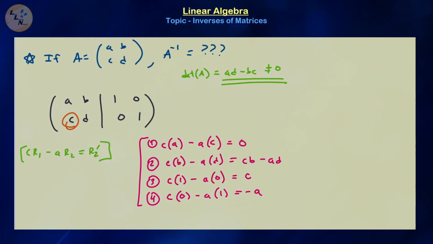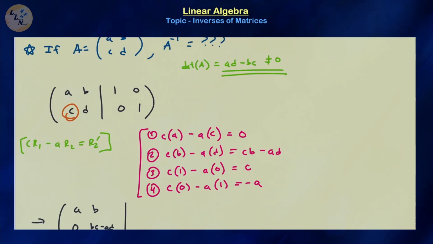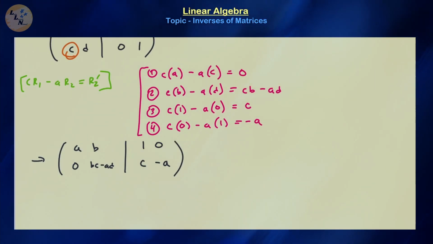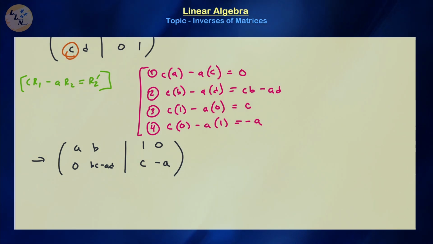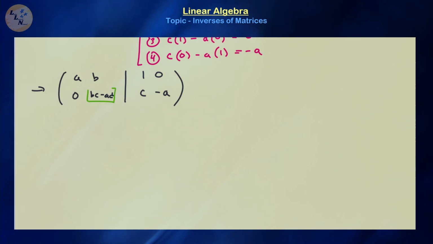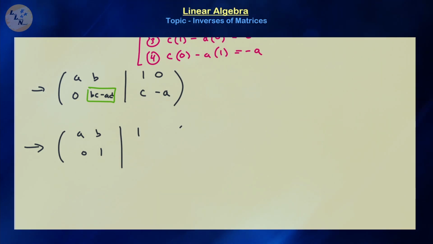So that's going to give us what? Let's actually write that out. It's going to give us A, B, 0, and then we're going to have BC minus AD augmented with, so our old first row is going to be 1, 0, and then we're going to have C, minus A. Okay, so that's the first step of Gauss-Jordan elimination. Now we're just going to divide everything by BC minus AD. So once we do that, what are we going to have? We're going to have A, B, 0, 1 augmented with 1, 0.